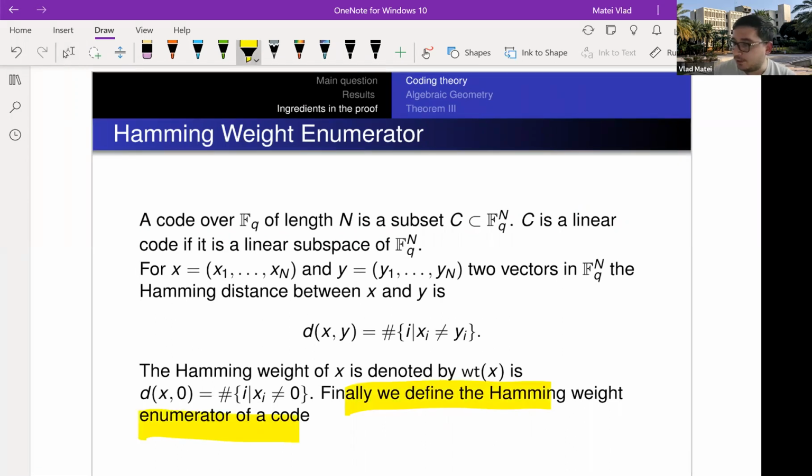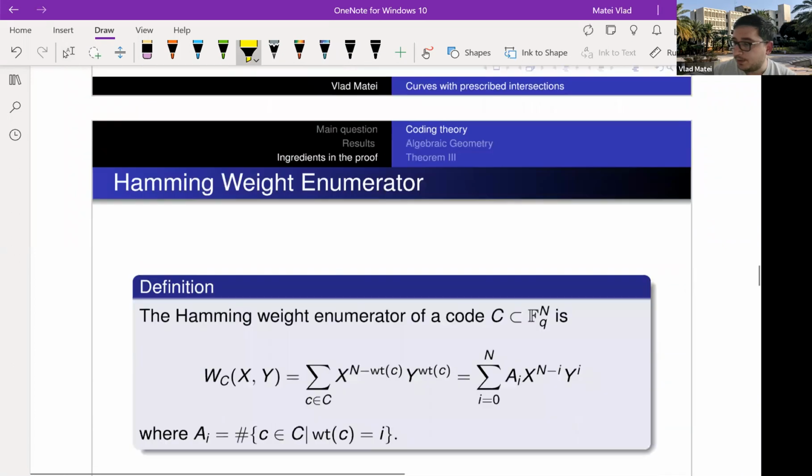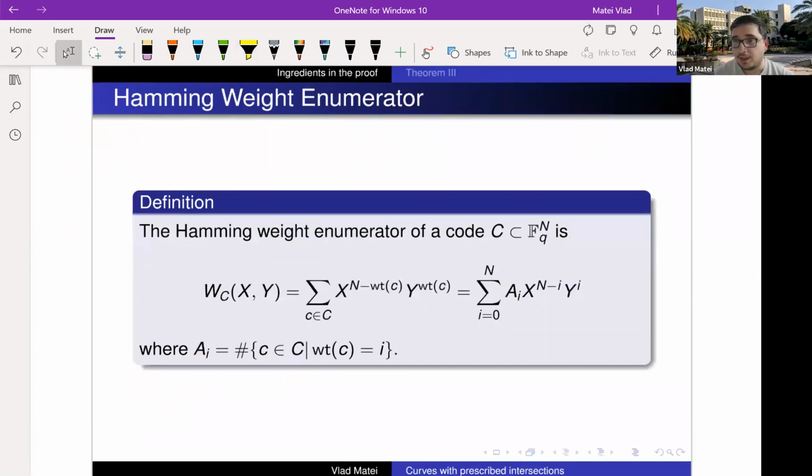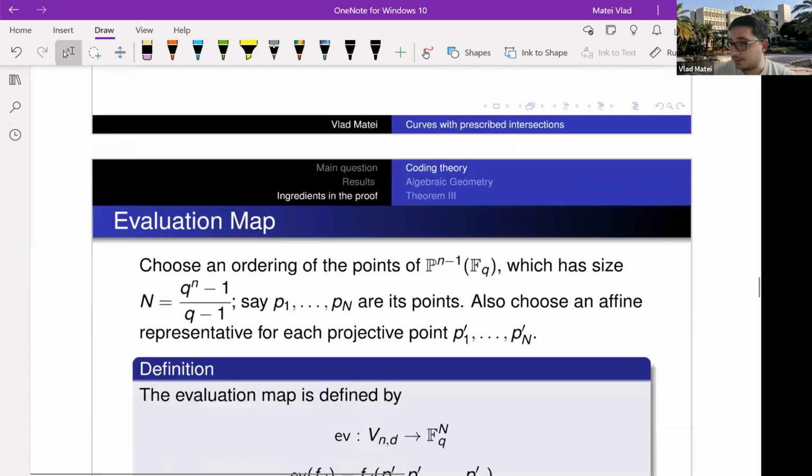And then you can put everything together into a generating function. Okay, so you can put everything together into this kind of generating function for any code you want. Okay, and what does this have to do with curves? But let me say a little bit about that.